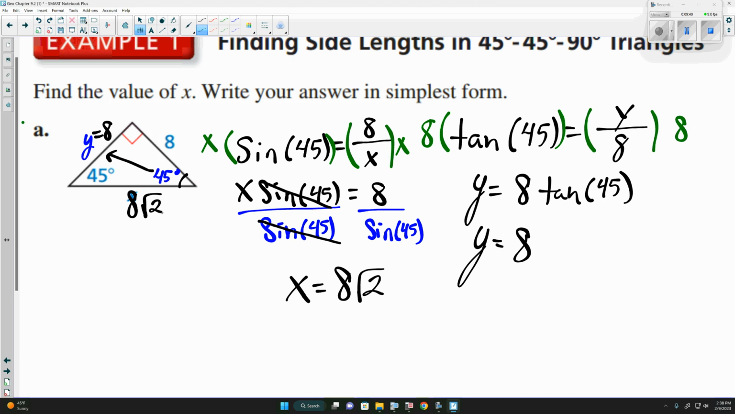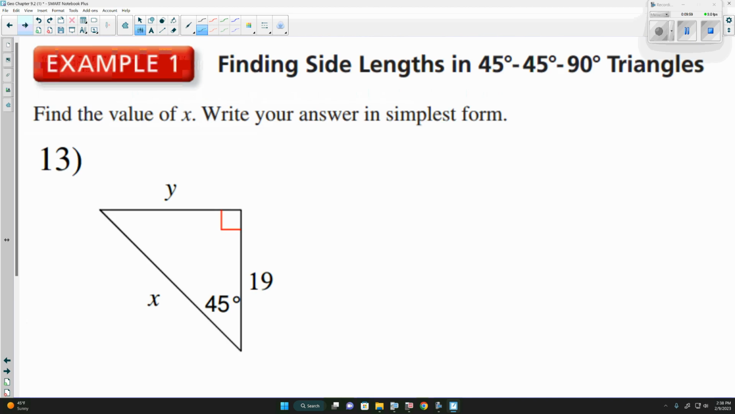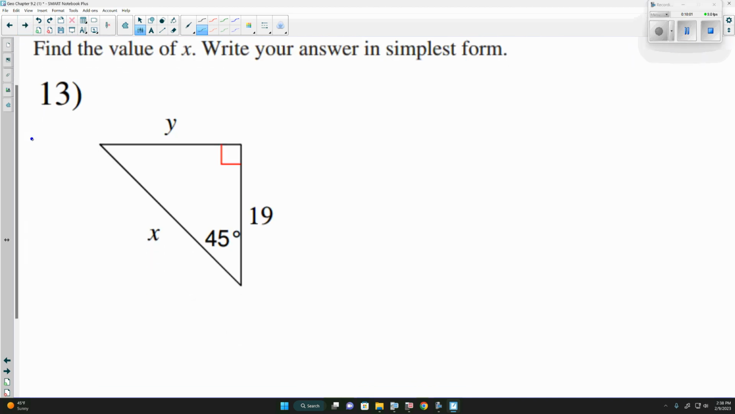Questions on this here? Was it numbers outside for the square root side? 8 times the square root of 2. Any other questions on this here? Let's look at the next one here.